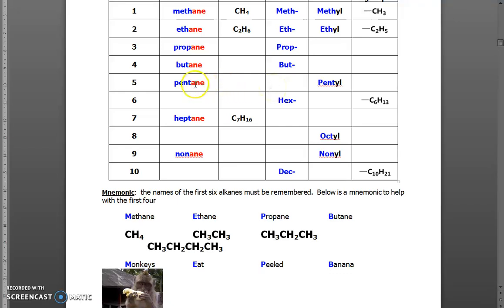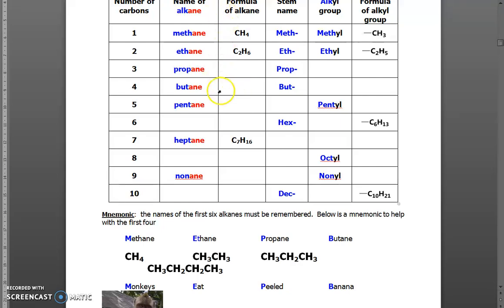So it follows then that if your alkane has got 5 carbons as part of its longest chain, then it will be a pentane. If it's got 6 carbons, it will be a hexane. 7 carbons, heptane. 8 carbons, octane. 9 carbons, nonane. 10 carbons, decane. The formula of the alkyl groups, that will be part of another video.